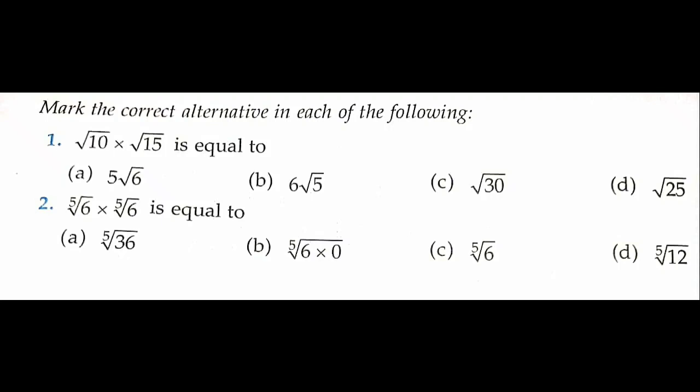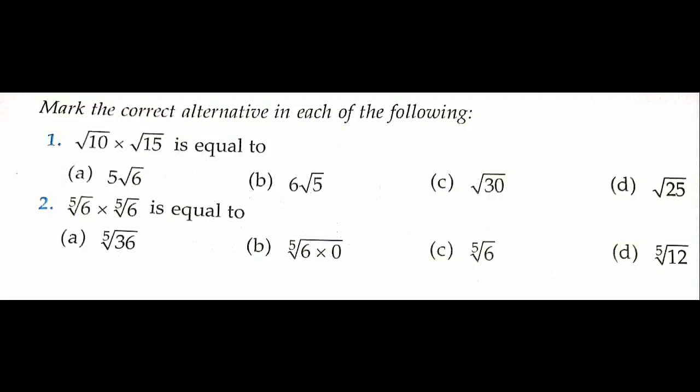Here in the first question I have root 10 into root 15. We are supposed to find its value. If we find its prime factors, we can write it as root under 5 into 2 into root under 5 into 3, which will give us 5 into root 2 into root 3, which is equal to 5 into root 6. That is, option A is right, 5 root 6.